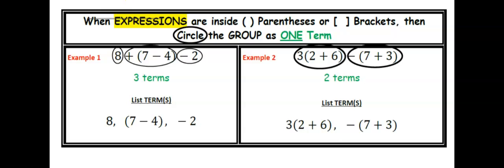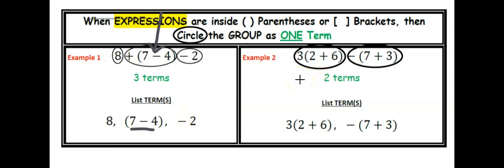This middle one is one term. It's 7 minus 4. And it's a term, and so that's one term, but then when you look inside, there's terms within that term. So it gets a little complicated, but just know that when you see numbers inside parentheses like that, you lump them as one big term. So there's 3 terms, the 8, the quantity 7 minus 4, and the minus 2.